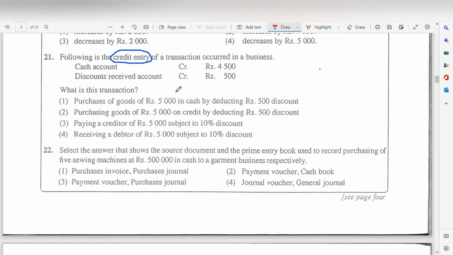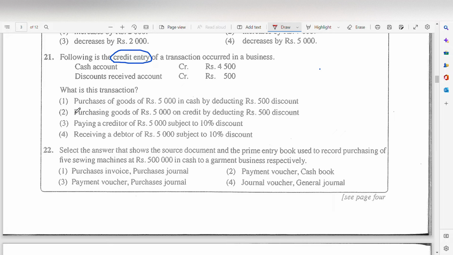Purchases of goods of rupees 5,000 in cash by deducting rupees 500 discount. Here you can see purchase of goods of rupees 5,000 in cash. So which means you paid 5,000 in cash after deducting 500 in discount. So 1 is not the answer. Purchasing goods of rupees 5,000 on credit by deducting rupees 500 discount. Again here when they say on credit, the credit entry here shouldn't be saying cash account. So second one is also incorrect.